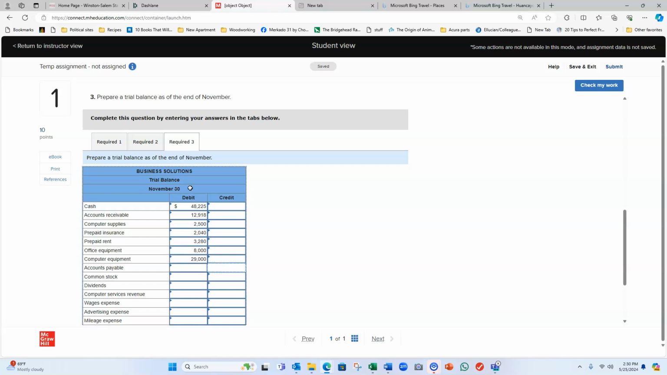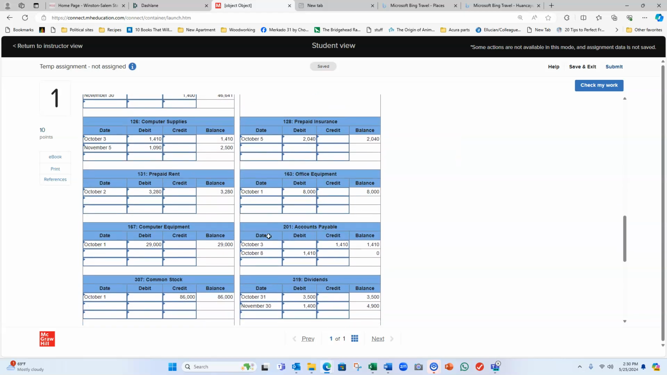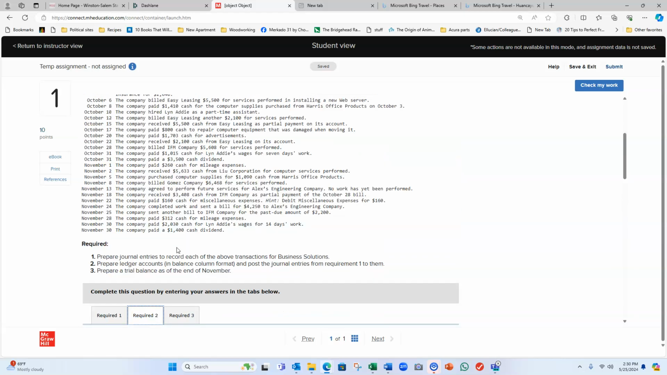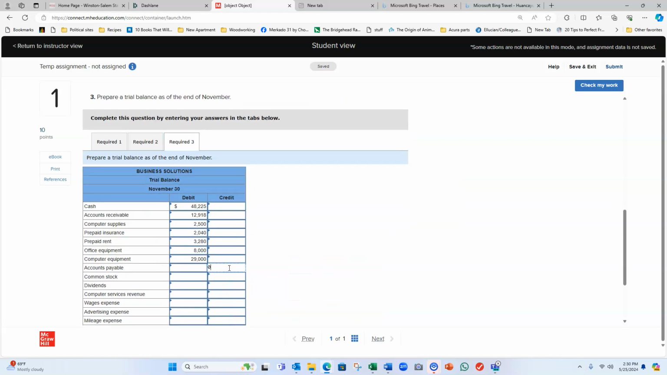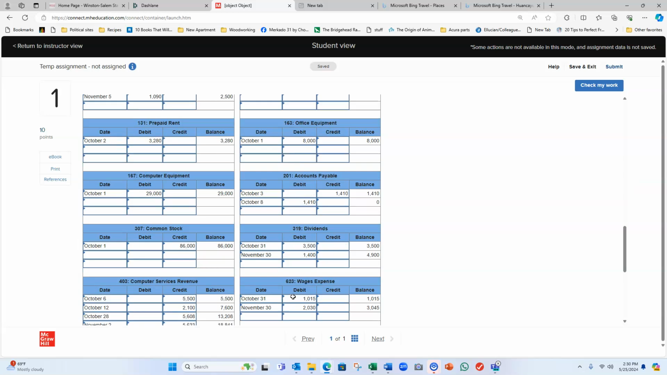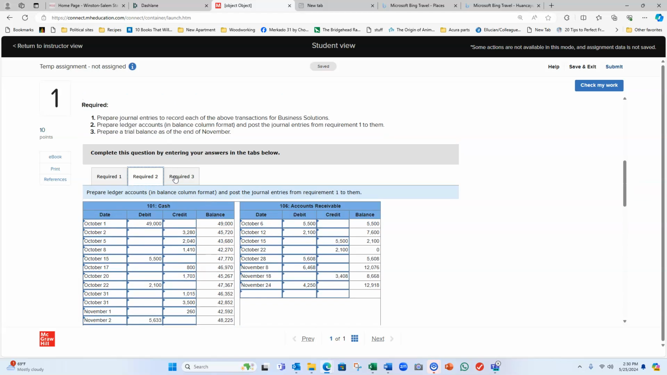Accounts payable, it's going to be a credit balance. Accounts payable is a zero balance. You can go ahead and put that in if you want. Most of the time you don't have to, but I like to put the zeros in. Common stock is going to have a credit balance, and I think what was that, 86,000? Common stock has a credit balance of 86,000.